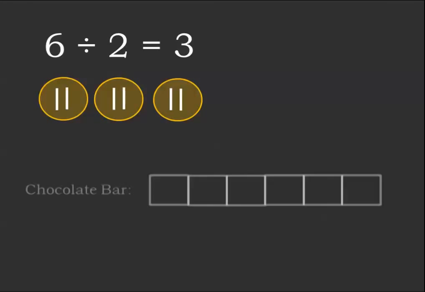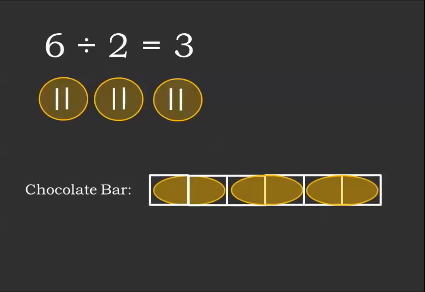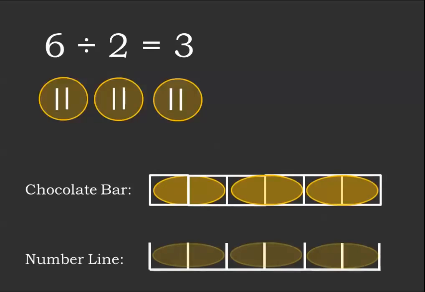You could also imagine a chocolate bar with 6 pieces, and then 6 divided by 2 would mean put 2 pieces in each group. That's shown with the circles around the 2 pieces. We could even represent this on a number line. I've shown a number line from 0 to 6, and the number line's been divided up into groups of size 2. So it's important that kids understand this.